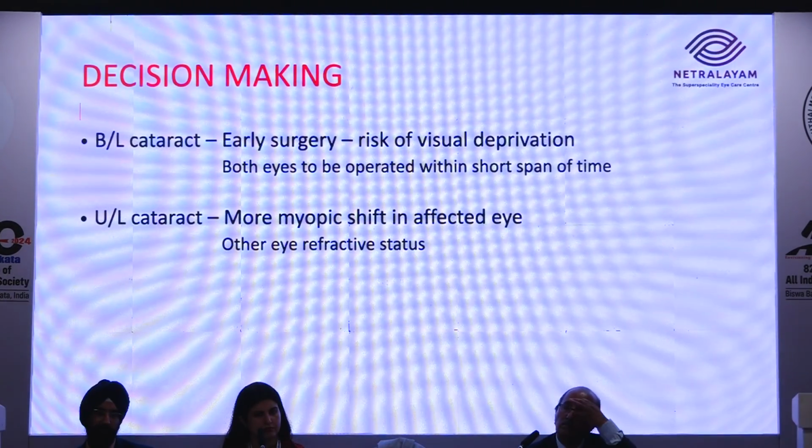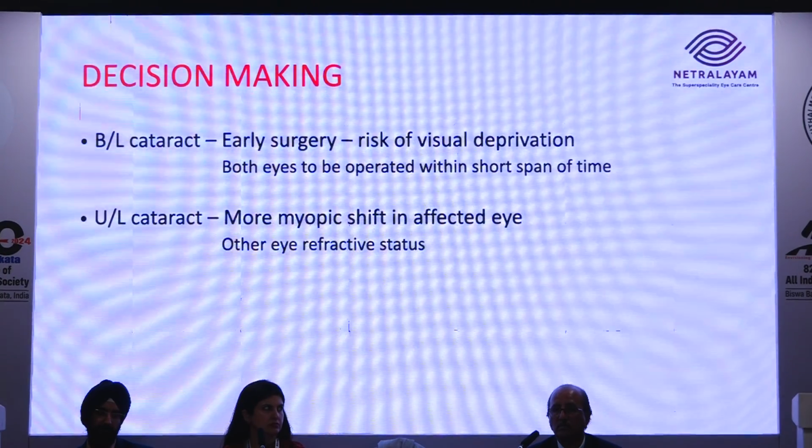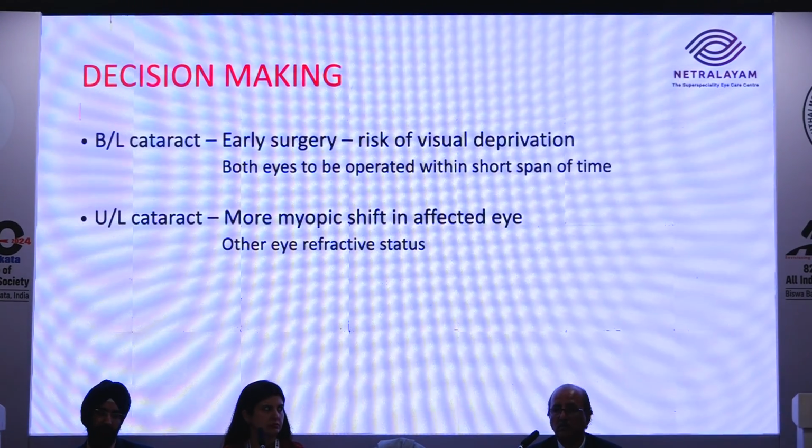And bilateral cataract, then it is an easier decision making, but unilateral cataract, as I had already discussed, the myopic shift will be much faster. Both eyes, the duration of gap between both eyes, that is another factor that has to be considered. Varying opinions I have heard, but what I do is I generally operate them maybe 2 weeks apart.